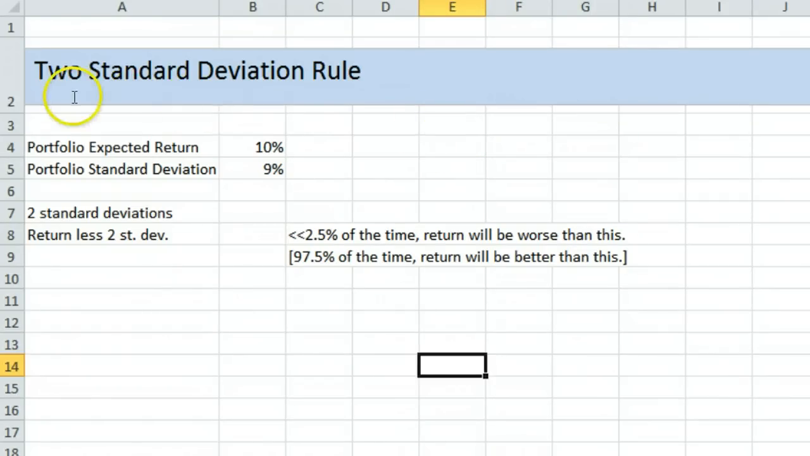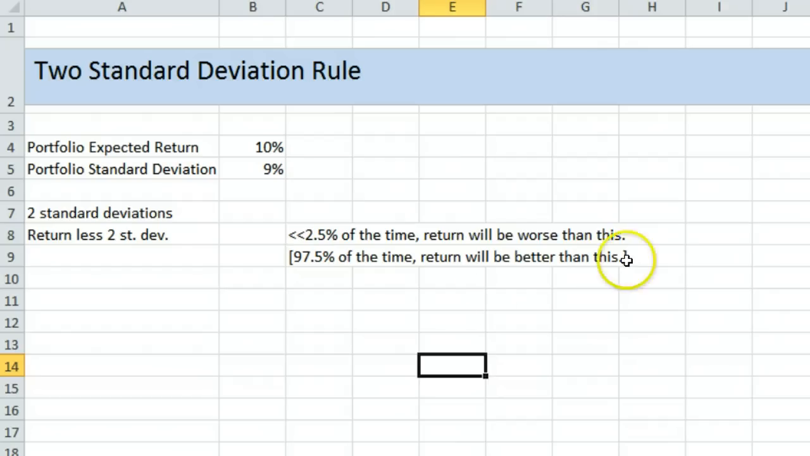Under the two standard deviation rule, we start with a portfolio's expected return and subtract 2 times the standard deviation. As a rule of thumb, the portfolio's return will fall below this value only 2.5% of the time. This is one method of determining if a portfolio matches an investor's risk objective.